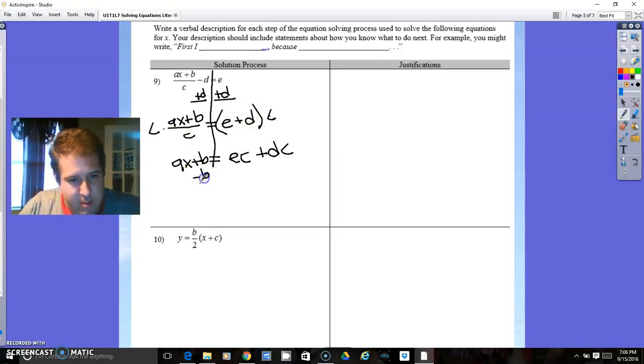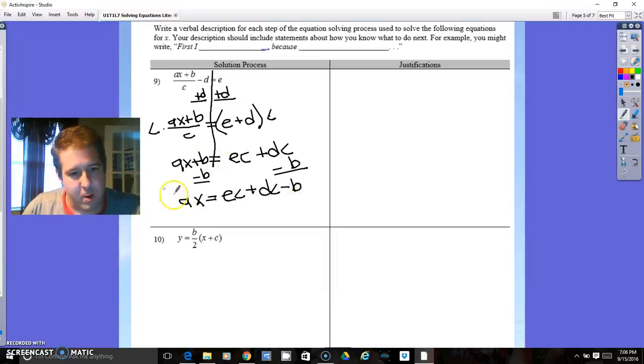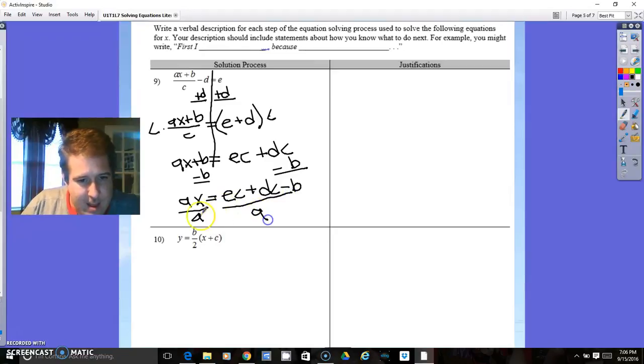I have to then do the subtraction property of equality. All right, things are getting a little crazy here. So that means ax equals ec plus dc minus b. Whew, almost done, though. Now I have to divide everything by a. All right, cross that out, and there's your answer right there.